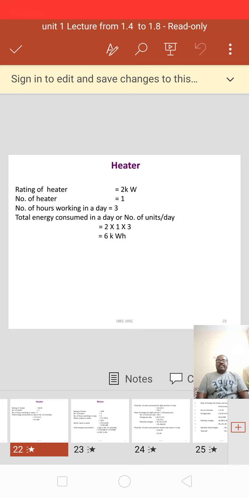Next one, heater. Rating of heater equal to 2 kilowatts. Number of heaters used in the house is 1. Number of hours working in a day is equal to 3. Total energy consumed in a day, or number of units per day, equal to 2 into 1 into 3, that equal to 6 kilowatt hours.